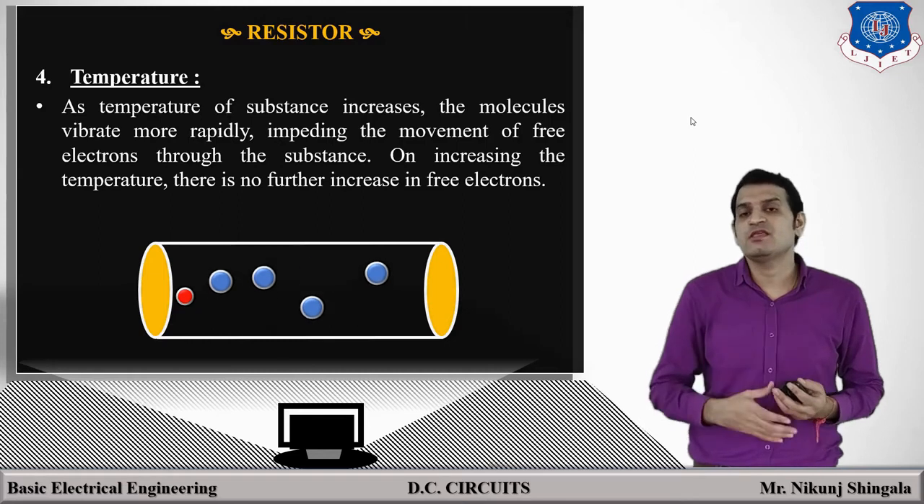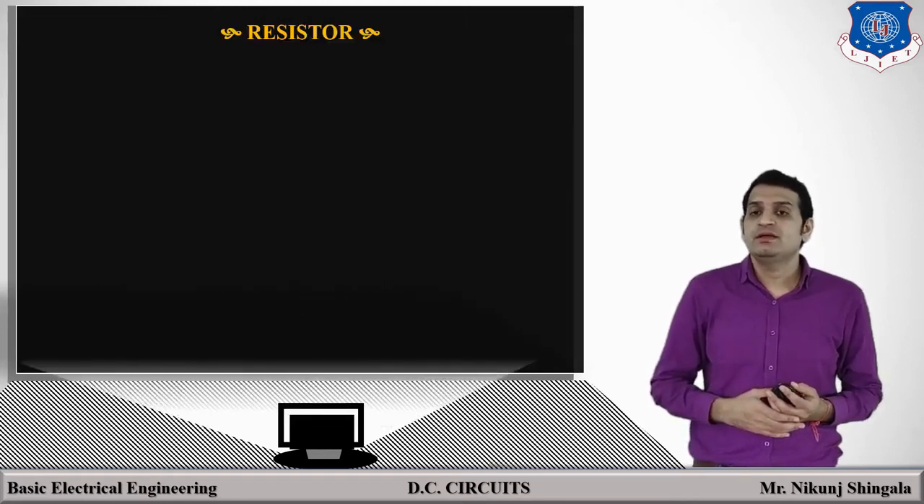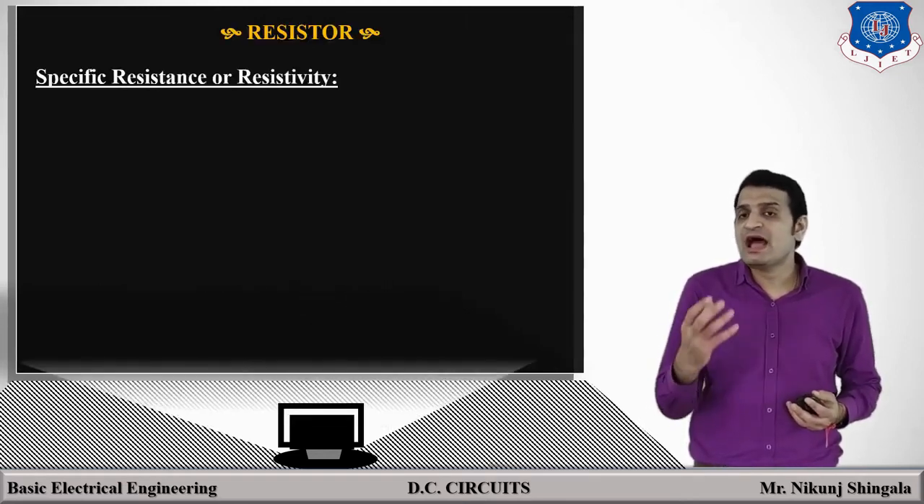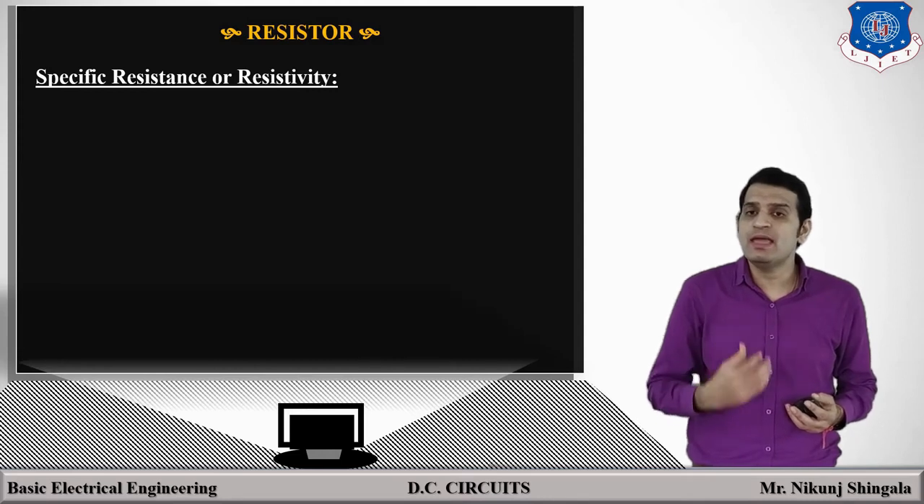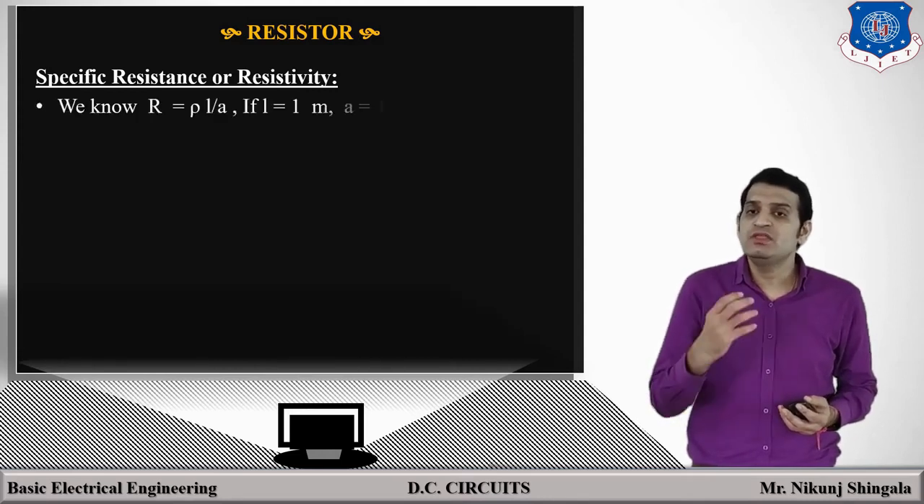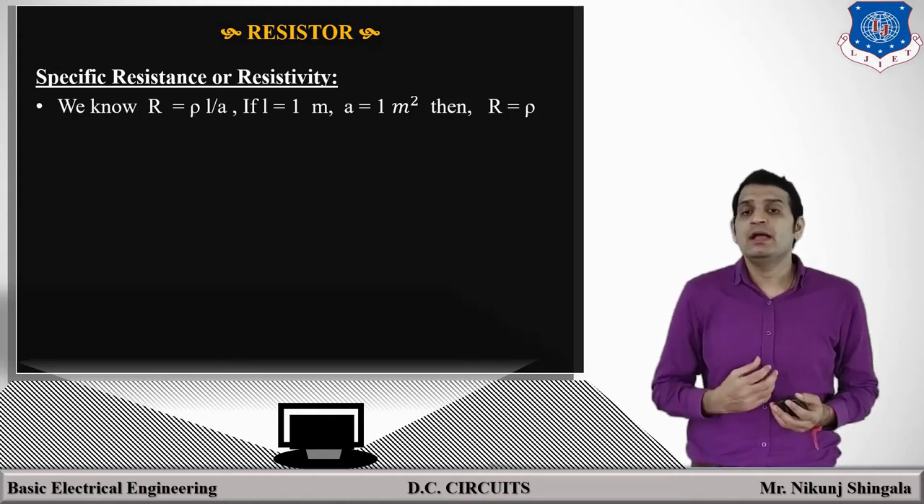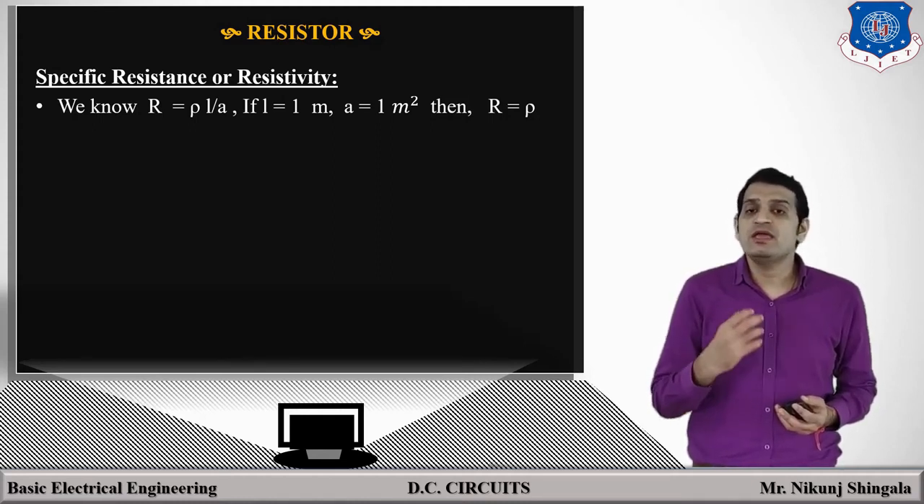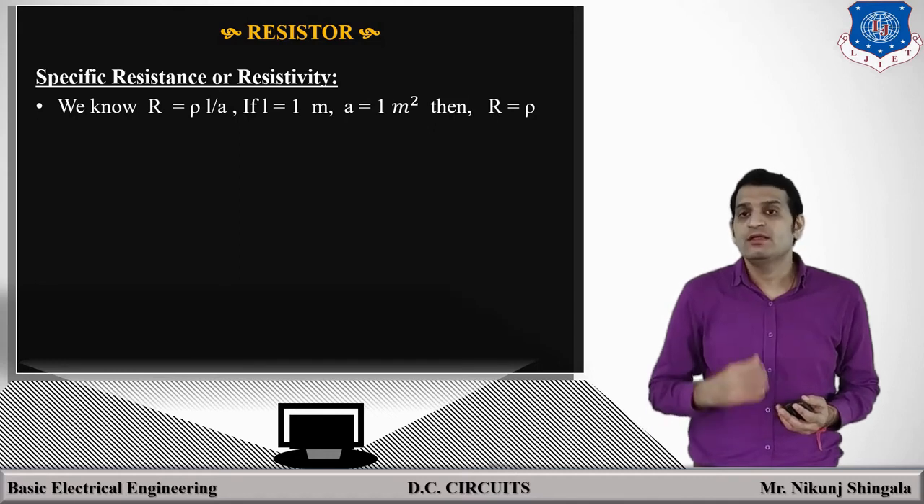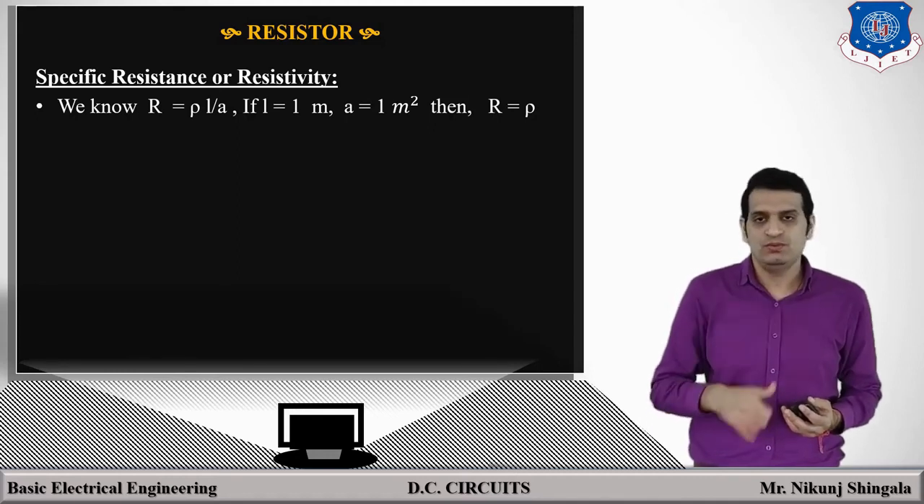Next one is the specific resistance or resistivity. So we have already proved that R is equal to rho L divided by A, where rho is the resistivity. Now in this equation, if we take L equal to 1 meter and cross-sectional area equal to 1 meter square, then R is equal to rho.